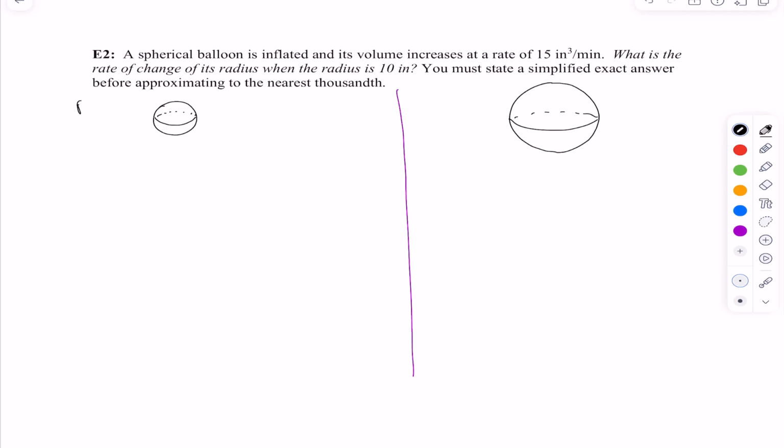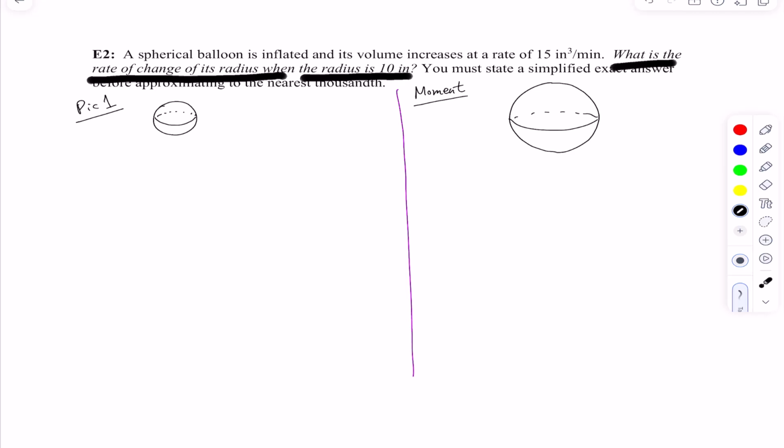So remember, I like to draw two pictures. I call it the picture one, and then there's a moment picture where you actually take a camera or take a snapshot of what is going on. Now there's a volume. There's actually a rate of volume with respect to time. Now it's asking for what is the rate of change of the radius when the radius is 10 inches.